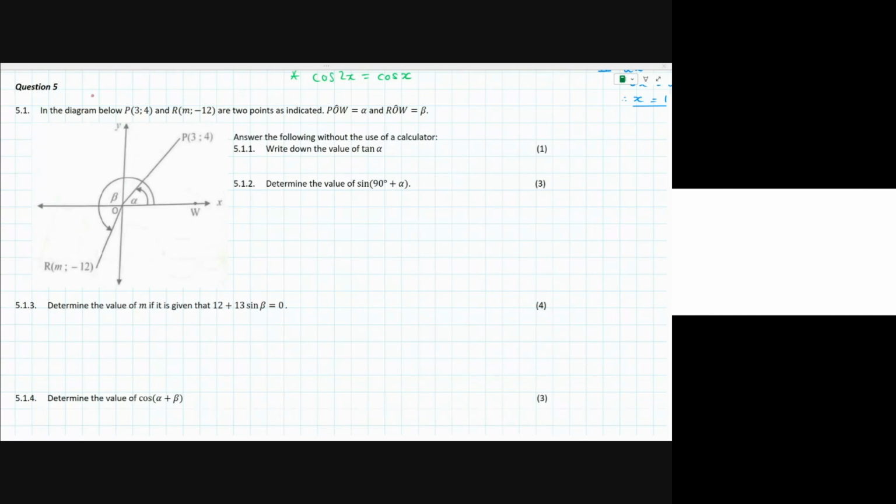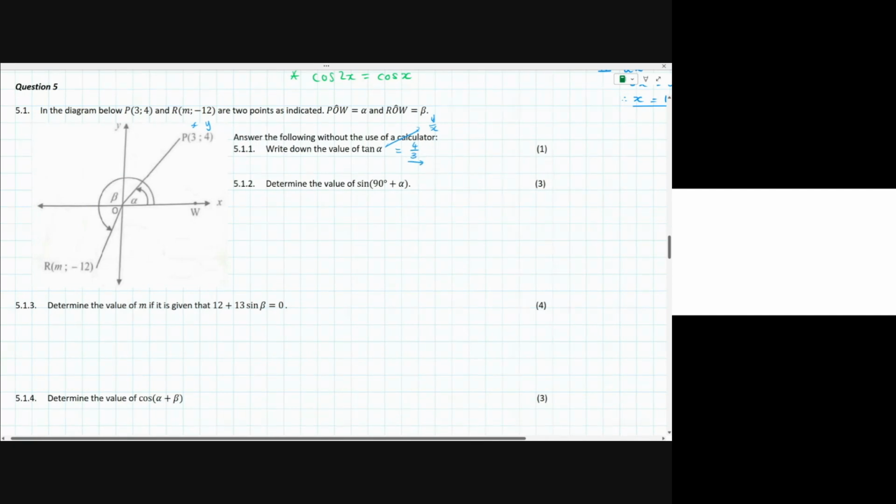In this case, we do actually have a diagram, which is great. I don't have to draw any diagrams. We're sorted. So it says write down the value of tan alpha. Now remember, tan on your Cartesian plane is y over x. And because you have the x and the y coordinate, you don't actually need to do anything. It's quite literally 4 over 3. That's it.